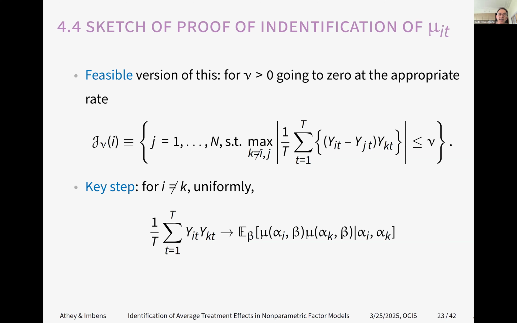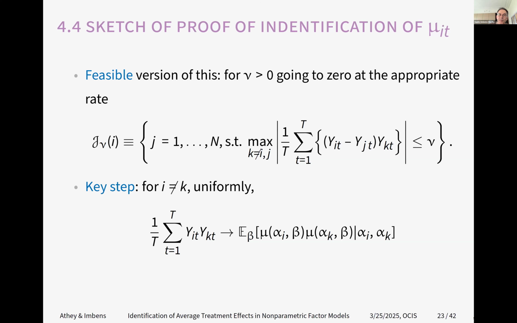And so what we're going to do in the end, the feasible version of this, is for a given unit i, if we want to find a set of matches, we're going to look for units j such that the average of y_it y_kt is very similar to the average of y_jt y_kt, not just for some unit k, but for every other unit k. Because that's going to be a big challenge. And this is where we're going to need both n and t to be large.